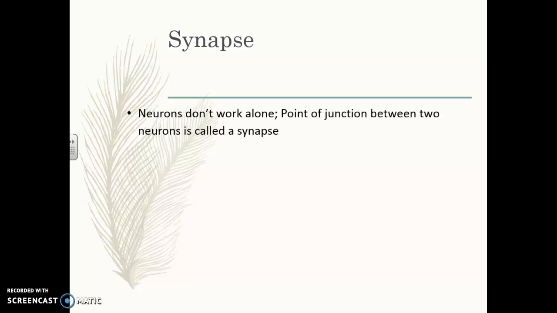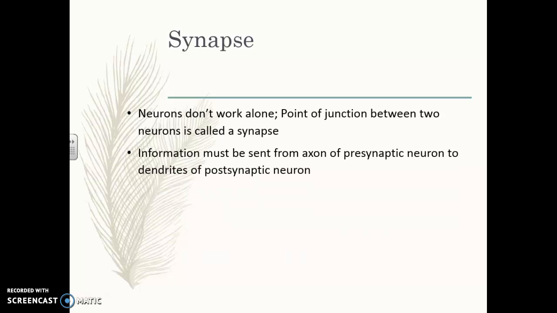So we know that neurons don't work alone. A lot of neurons have to work together to get the signal from your brain, let's say, to your toe, to tap your foot. A synapse is a point of junction between two neurons. The information must be sent from the axon of the presynaptic neuron, the neuron before, to the dendrites of the postsynaptic neuron, the second neuron. Messages only travel in one direction. They always go from the first neuron to the second neuron. They don't ever go backwards.